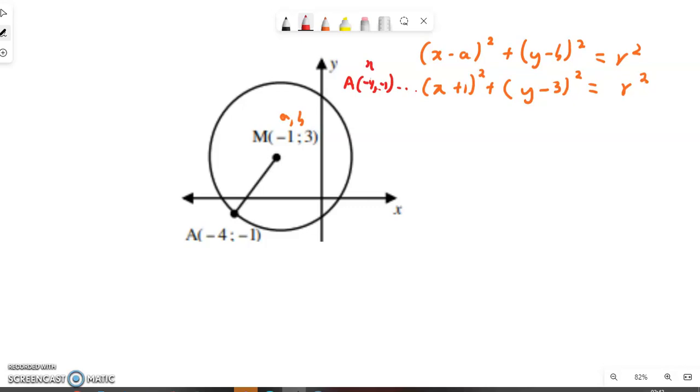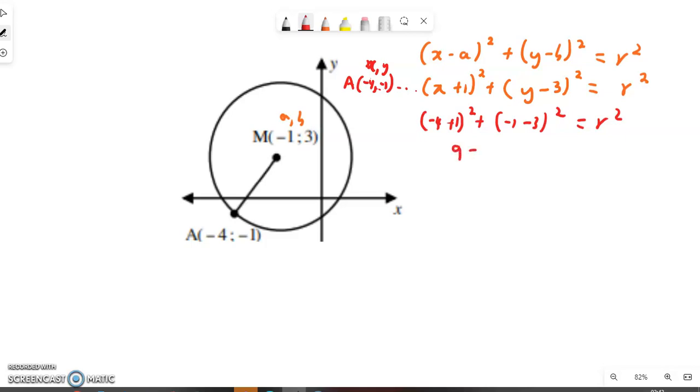So this is x and y. Therefore, where we see x, we substitute and put -4. So it's (-4 plus 1) all squared. Y is -1, so it's (-1 minus 3) all squared, is equal to r squared. So this is -4 plus 1, which is -3, all squared.